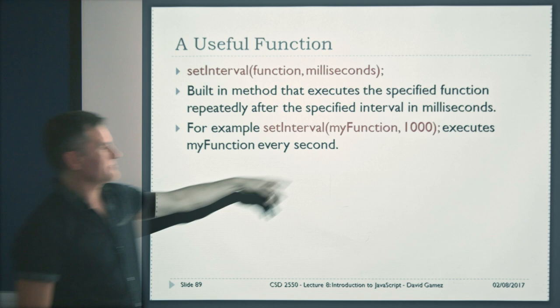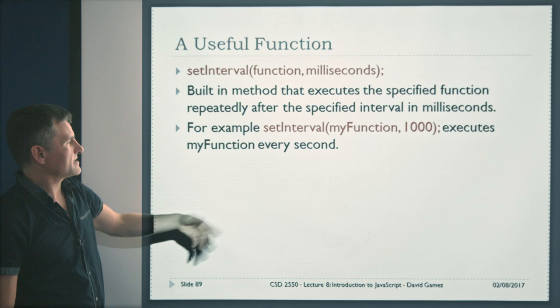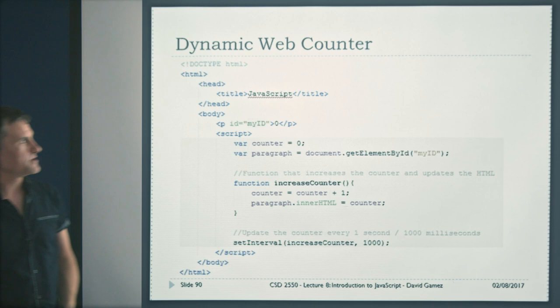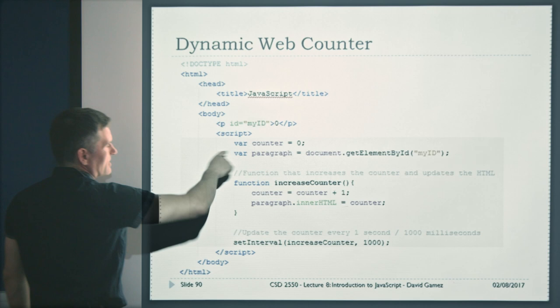So for example, we've got a function called myFunction and 1000. We specify we want to execute that every 1000 milliseconds. It will execute myFunction every second. So now we can do a full dynamic web counter. Again, we've got a paragraph with an ID myID. We've got a JavaScript variable called counter, which we initially set to naught. And then we've got the paragraph.